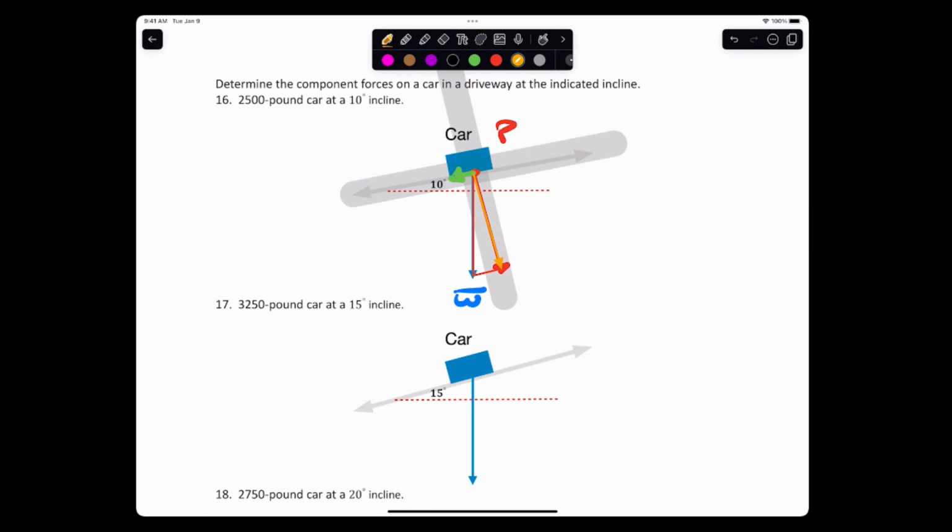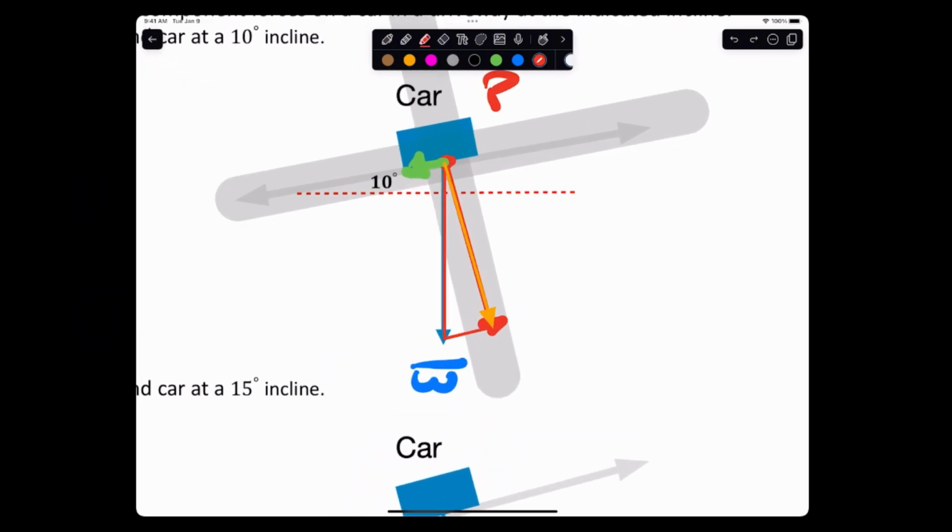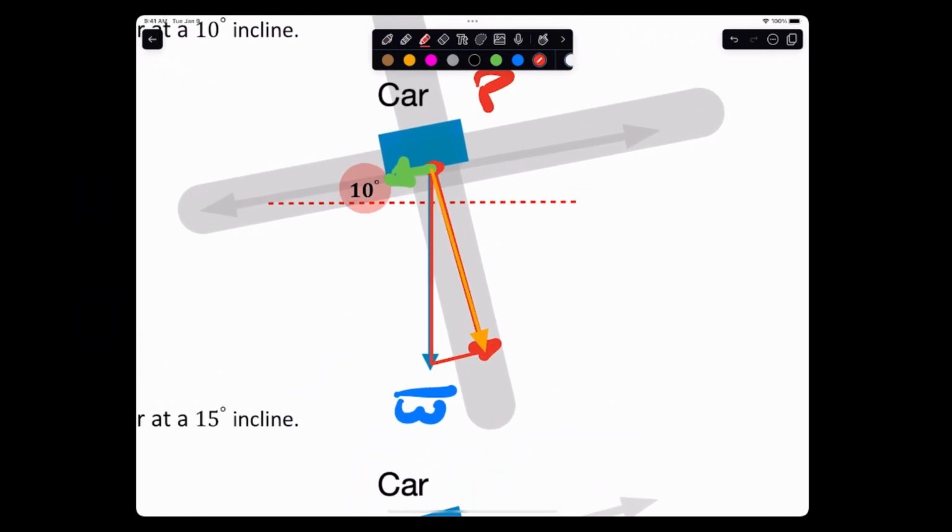But you might say, well, what happens with this 10 degrees? Well, 10 degrees here, this angle right in here, the inclined angle of 10, because of all the similar triangles that I went through here earlier, is the same as this angle here, 10 degrees.